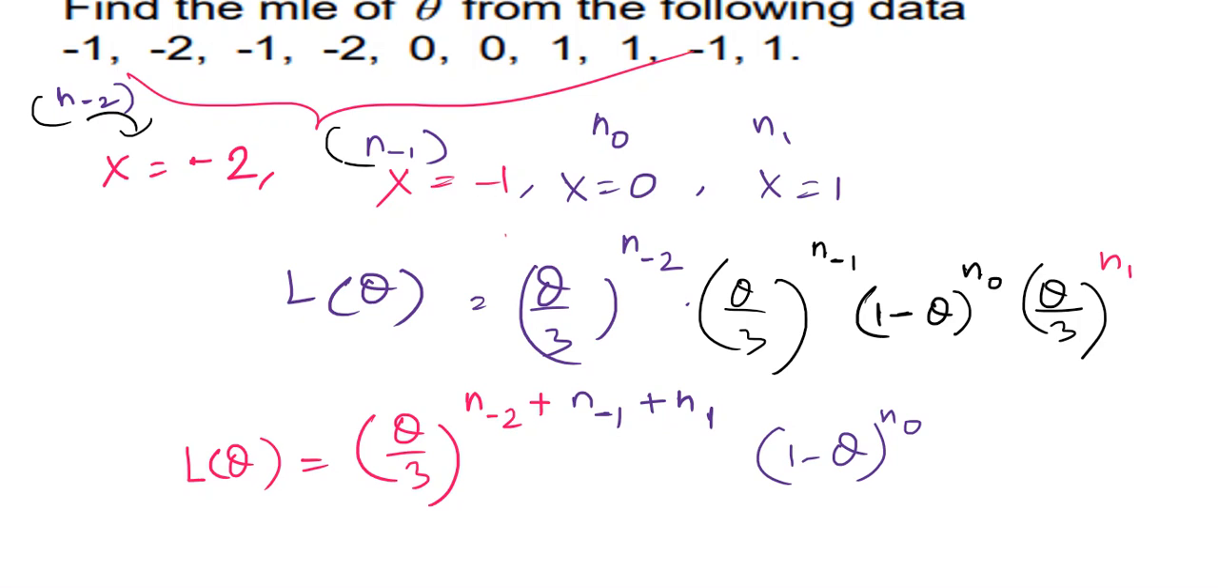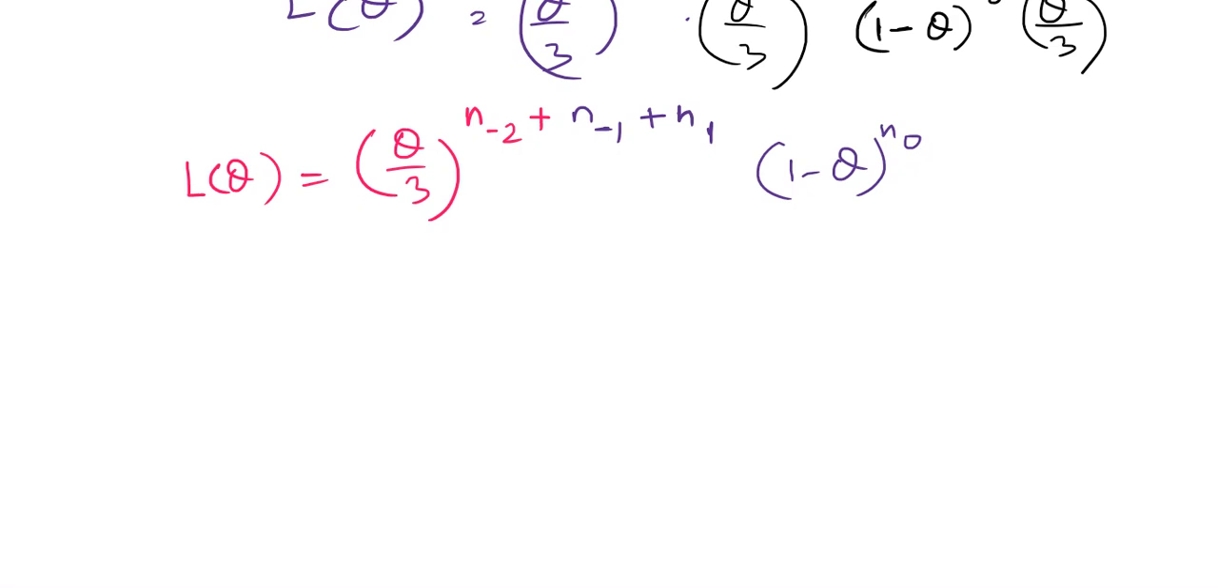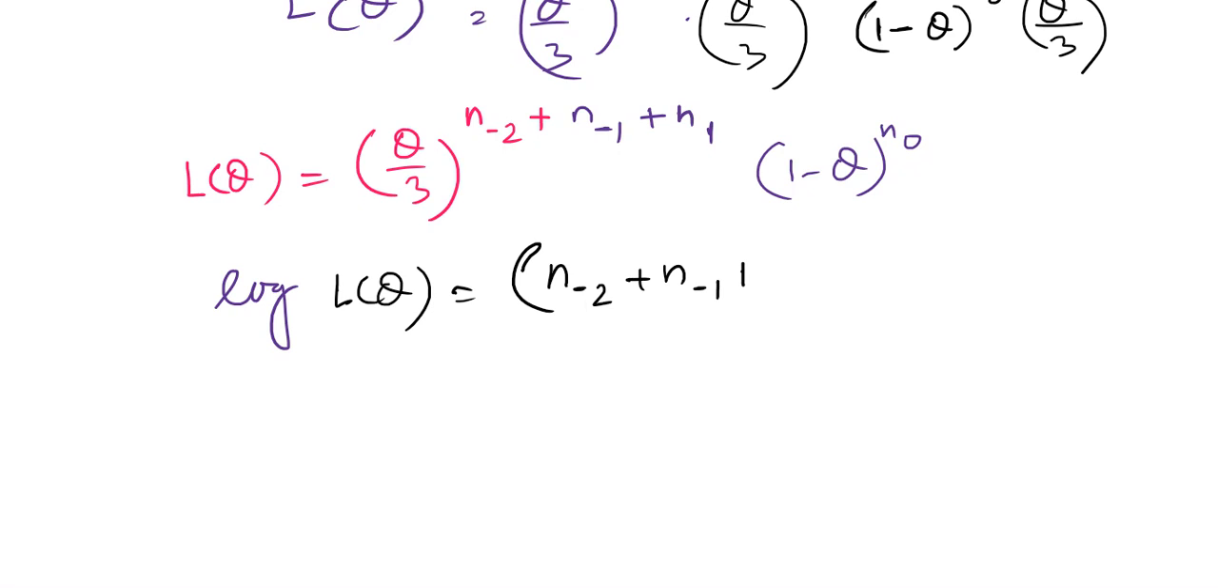Okay, so now we perform the log likelihood function, so taking the logarithm on both sides, that is log L theta is equals to n of minus 2 plus n of minus 1 plus n of 1 into log theta by 3 plus n naught log 1 minus theta.